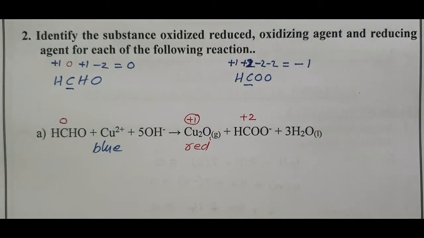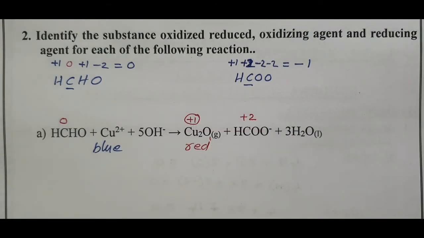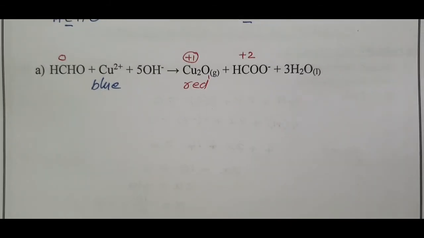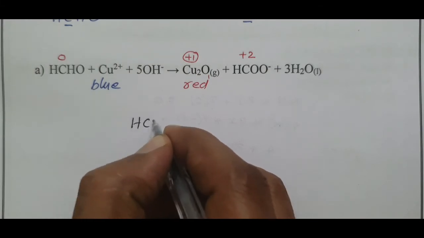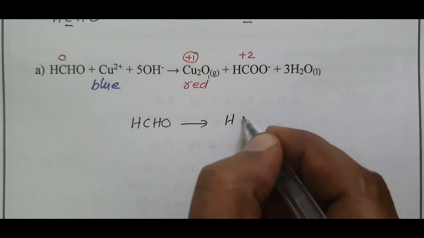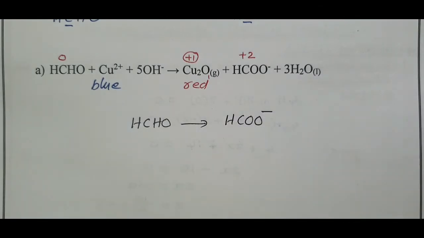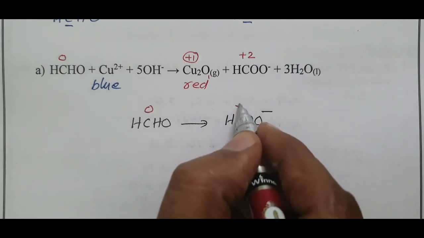Come to the copper oxidation state. Left hand side, copper oxidation state 2+; right hand side, cuprous oxide, 1+. Now first I write the formaldehyde and formate as one reaction, and cupric and cuprous as one reaction. Formaldehyde HCHO is converted into formate ion HCOO minus. Carbon oxidation state in formaldehyde is 0, in formate +2.